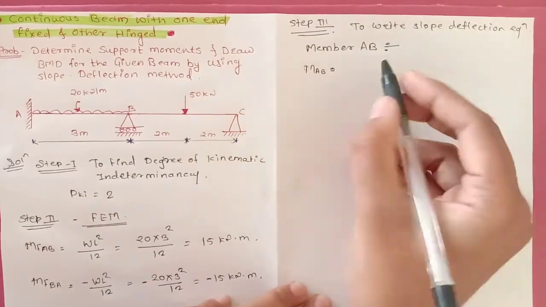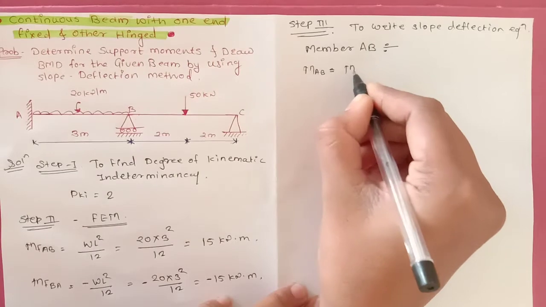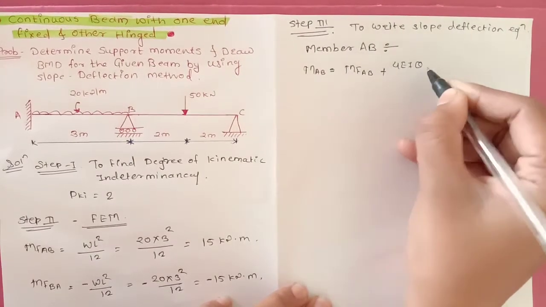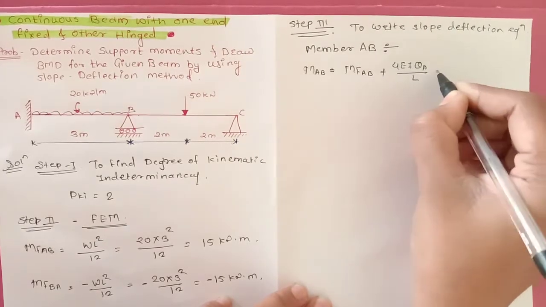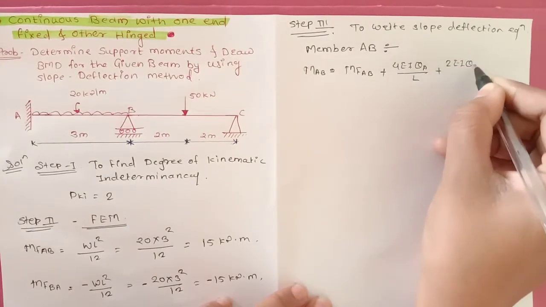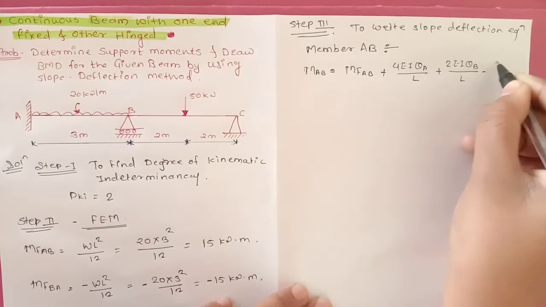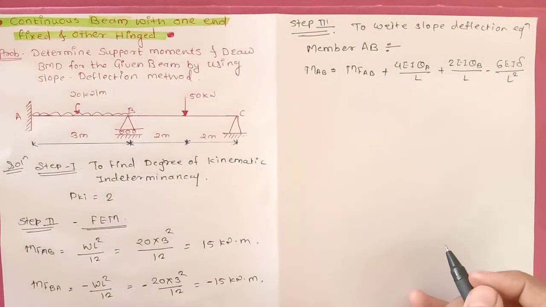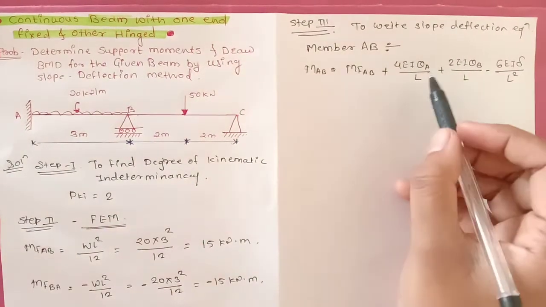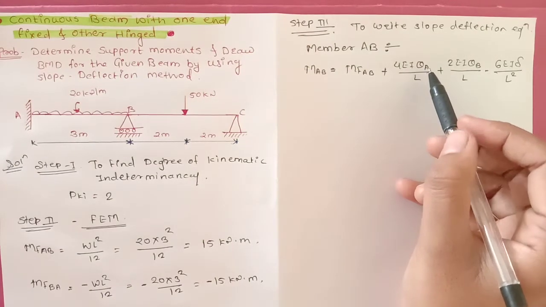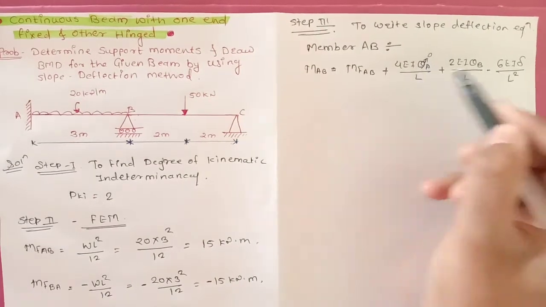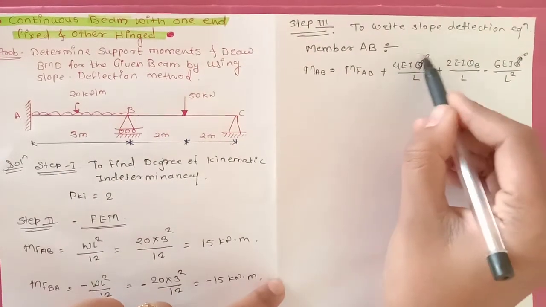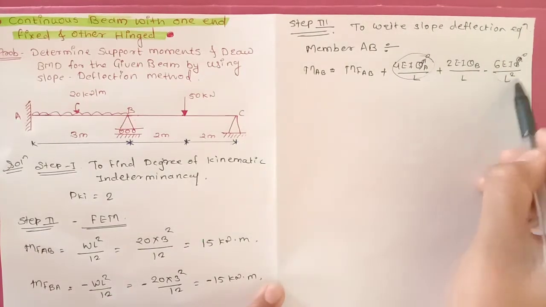So here, the fixed moment for member AB plus 4EI theta A divided by L plus 2EI theta B divided by L minus 6EI delta divided by L square. Here we know that theta A is a known displacement, so that's why the theta A value is equal to 0, and delta also equals 0. So that's why this whole term is equal to 0 and the delta term is also equal to 0.